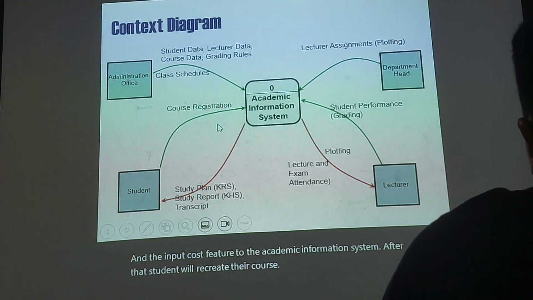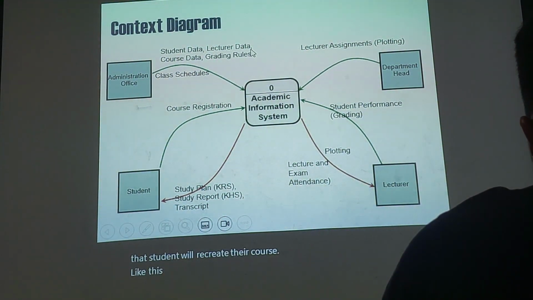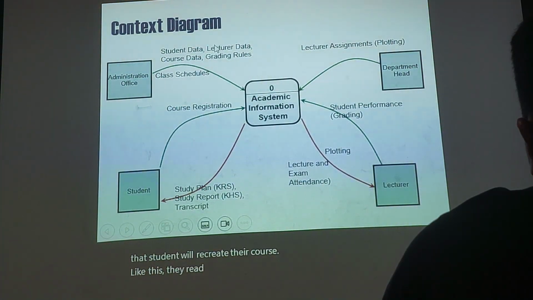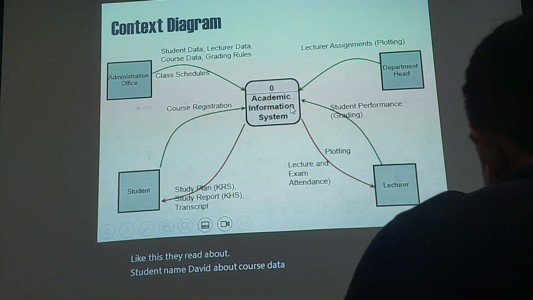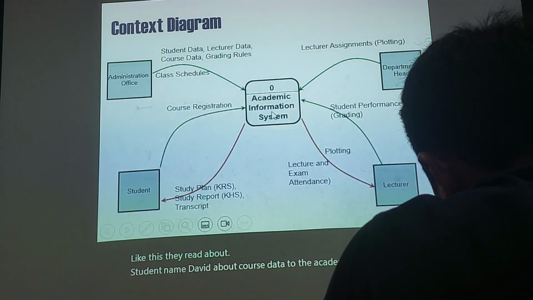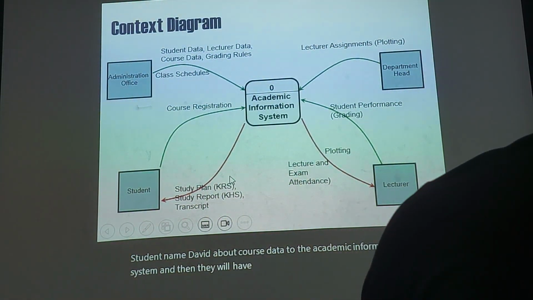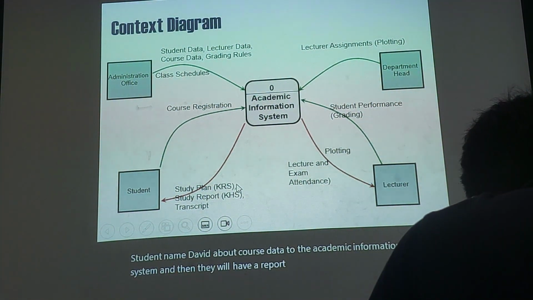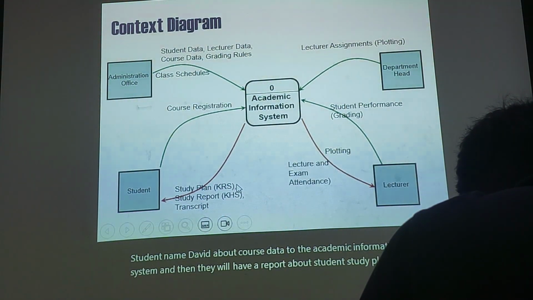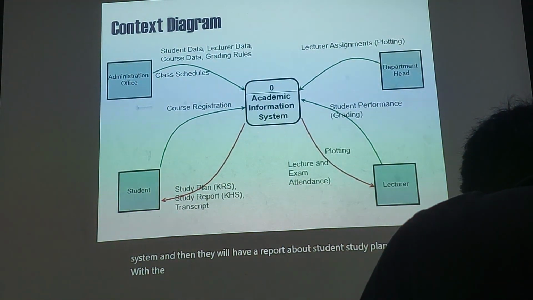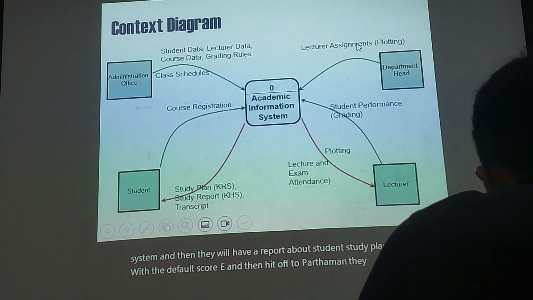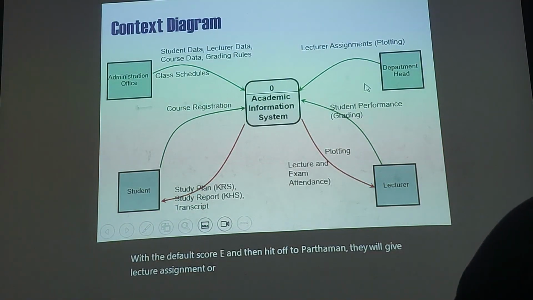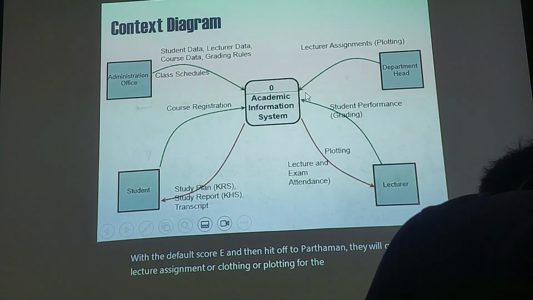Like this, they read about student name. They read about course data in the academic information system. And then they will have a report about student plan, KHS, with the default score E. And then, at the bottom line, they will give a lecture assignment of plotting for the lecture to teach in its class.